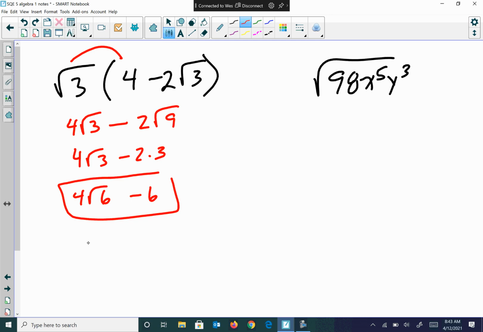Sometimes you might see this answer like this. It doesn't bother me which one you did. I mean, it's just rearranging it. Some people like to see the whole number first, followed by the irrational number. Root 3 is called an irrational number because it's a decimal that never repeats, it never stops, it goes on forever.